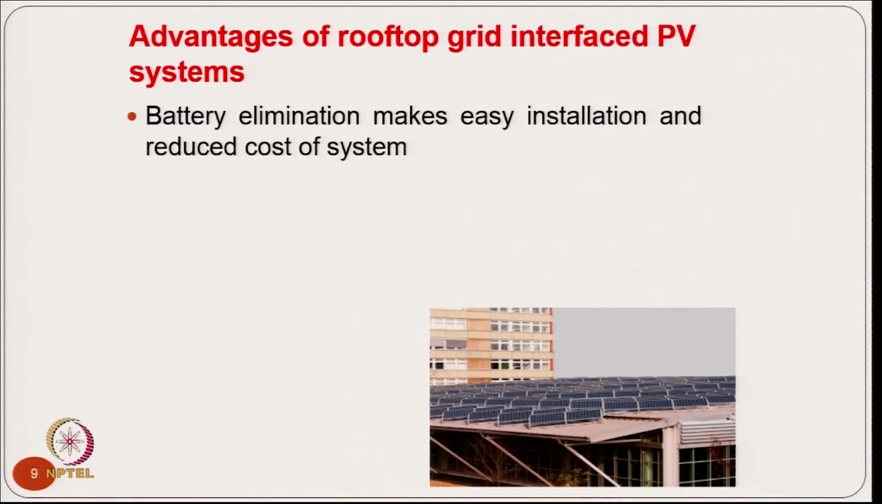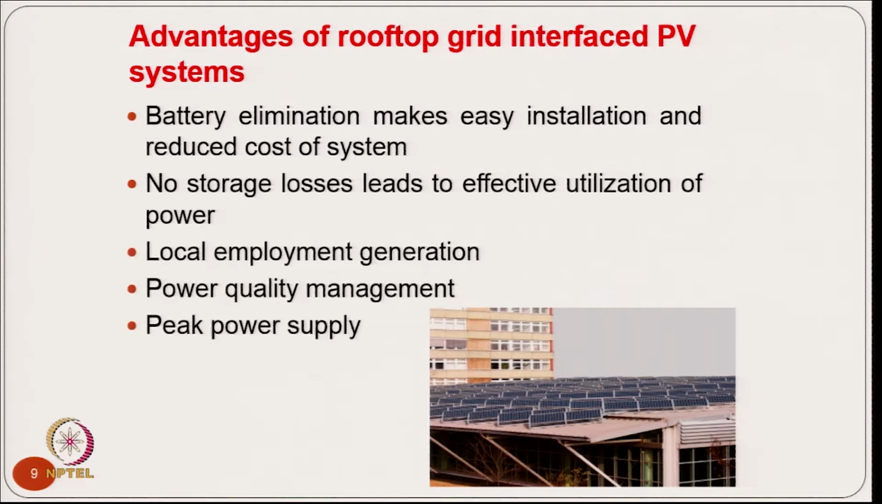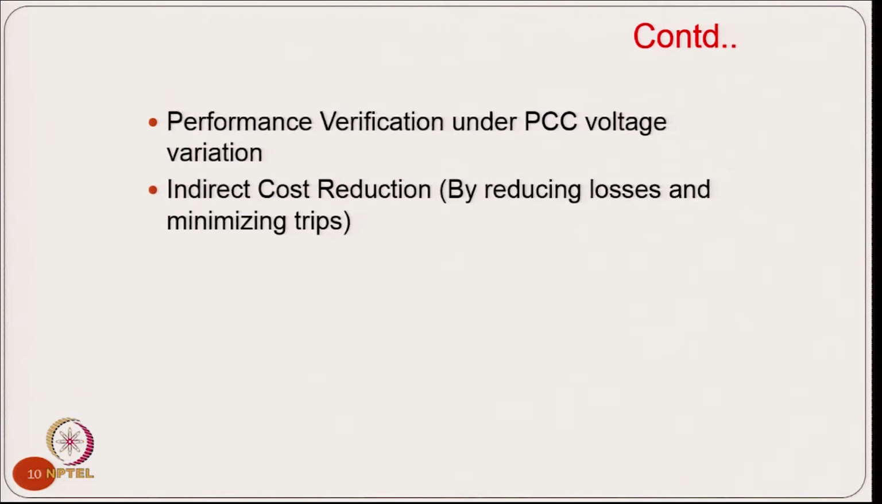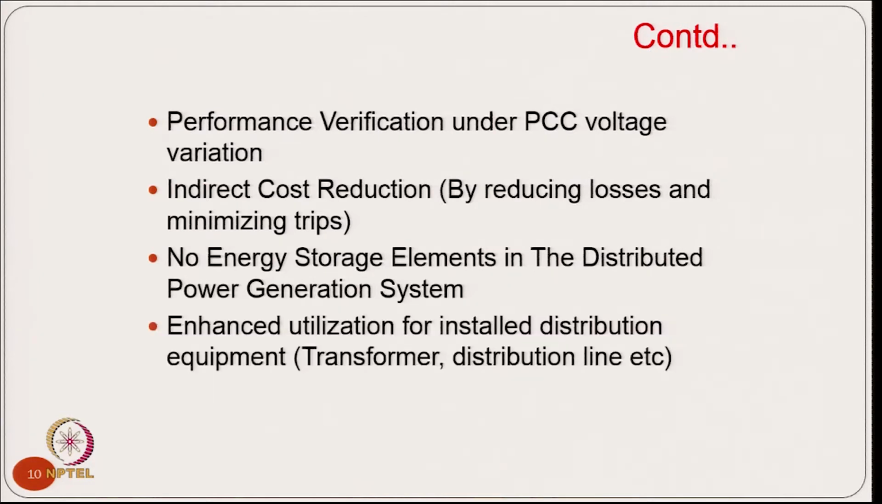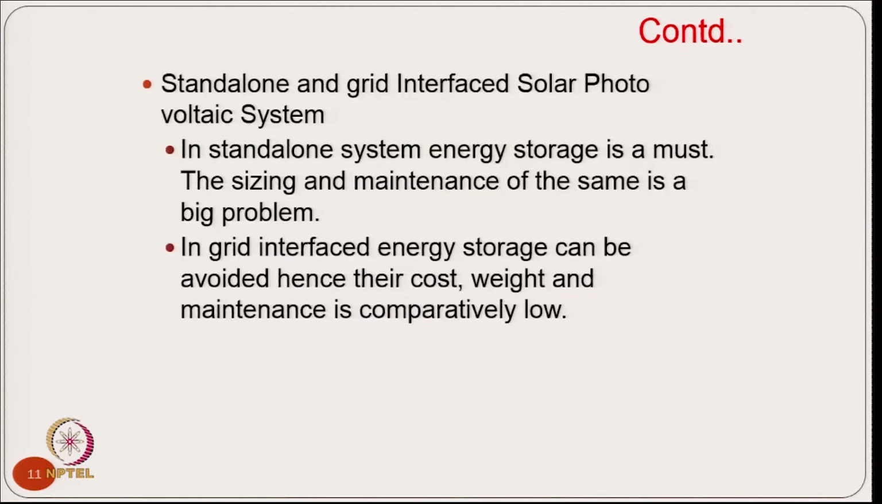Battery elimination makes installation easy and reduces the cost of the system, and no storage losses lead to effective utilization of power. Of course, there is local employment generation and power quality management, peak power supply and supply security, and performance verification under point of common coupling voltage. There is indirect cost reduction by reducing losses and minimizing trips, and with no energy storage element in the distributed power generation system, there is enhanced utilization of installed distribution equipment like transformers, distribution lines, and load profile flattening can be achieved.